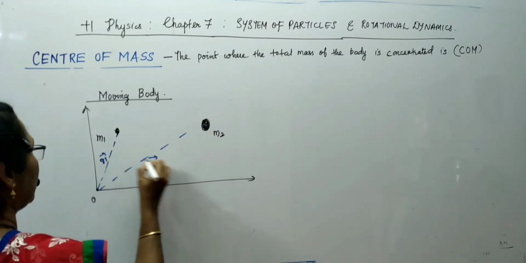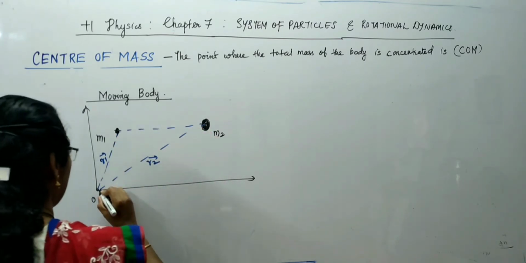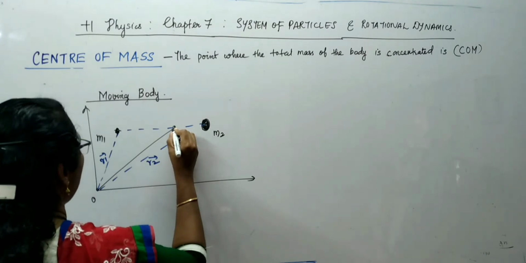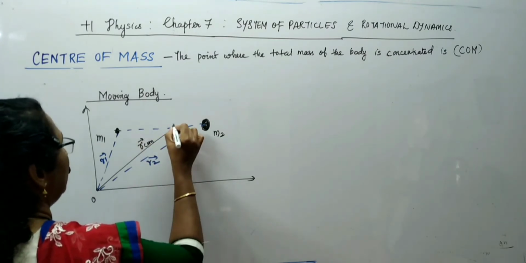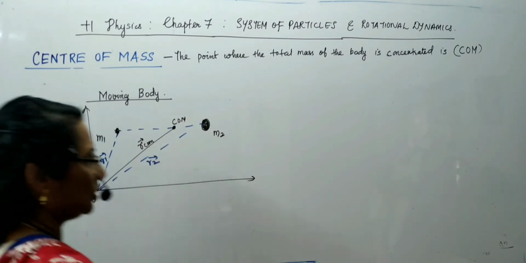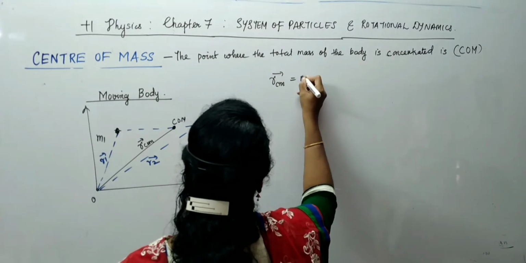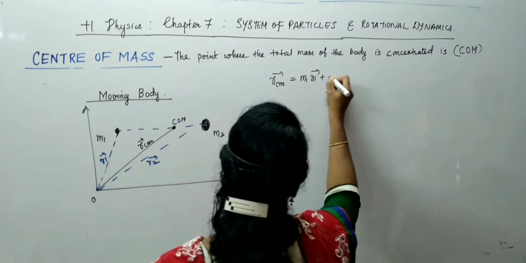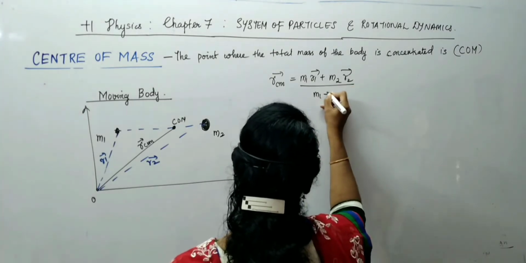R1 eduthu, r2 eduthu, engil which is the position of center of mass namakariyam. By taking the equation we will find rcm. Surely, this is the center of mass position. And what is the equation? RCM is equal to m1 r1 plus m2 r2 by m1 plus m2.